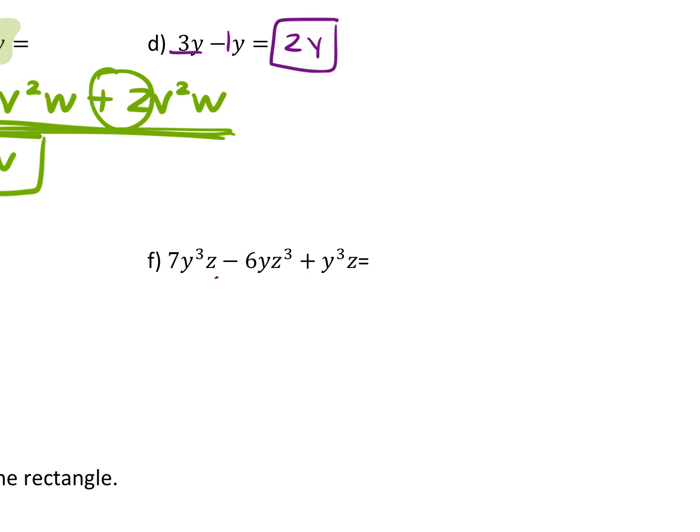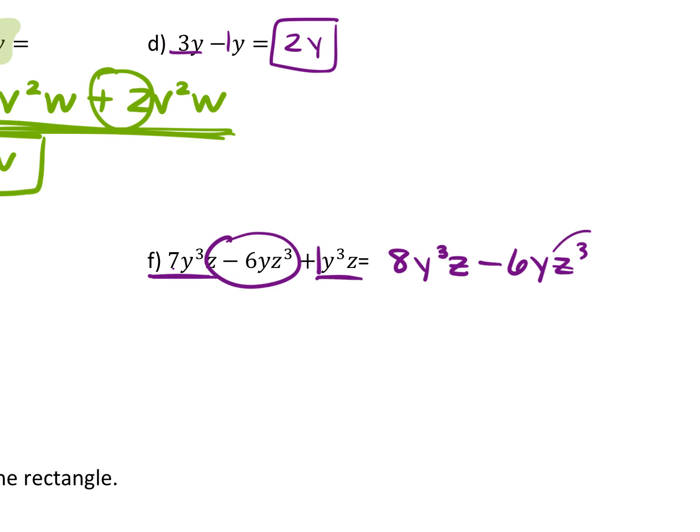So this is the same as this. And you are adding 7 plus 1, so that's 8y cubed z minus 6yz cubed. Why are those not like terms? They have the same variables and they have the same exponent. Not in the same order. Not at the same place, right? You are taking the exponent to the z here. You're taking the exponent to the y here. You cannot combine those. Okay?